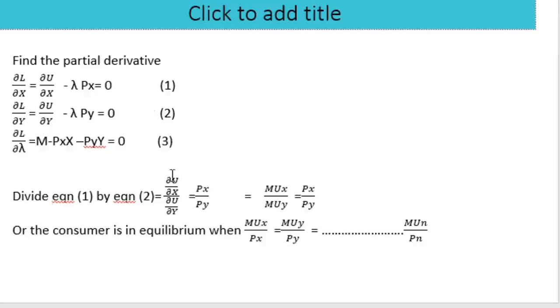Divide equation 1 by equation 2. That equals partial U by partial X divided by partial U by partial Y, which equals Px by Py. The lambda and lambda cancel out. Then what is this partial U by partial X? It is nothing but the marginal utility of X. What is this partial U by partial Y? It is the marginal utility of Y. That is, the marginal utility of X divided by the marginal utility of Y equals Px divided by Py. Or the consumer is in equilibrium when the marginal utility of X divided by the price of X equals the marginal utility of Y divided by the price of Y. This is the first order condition.